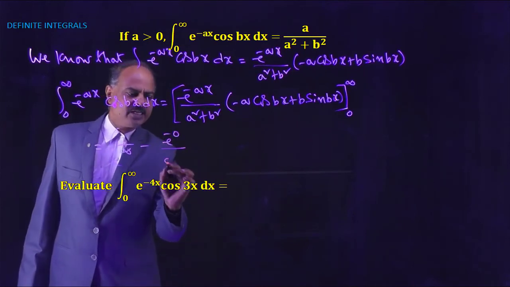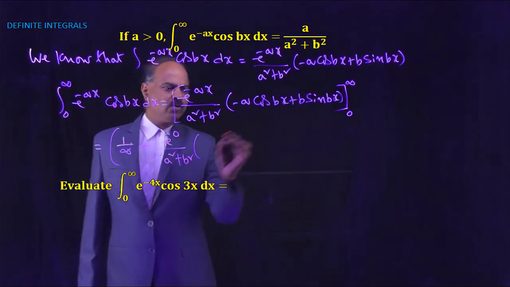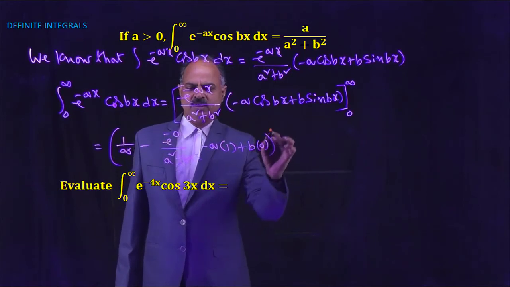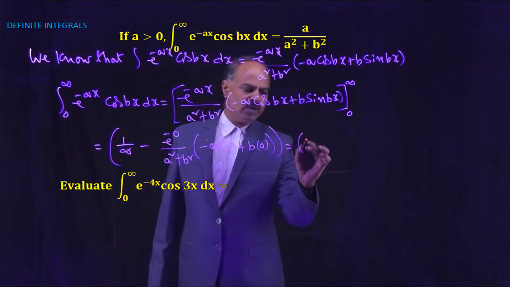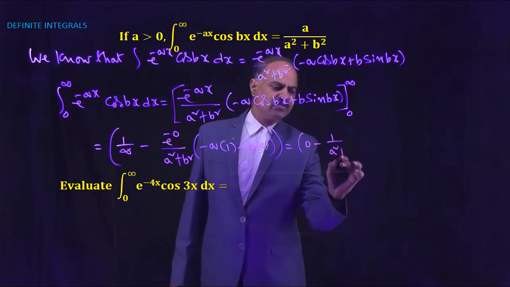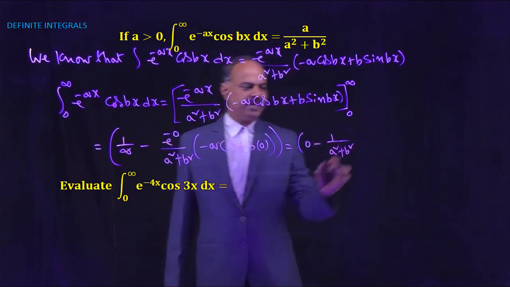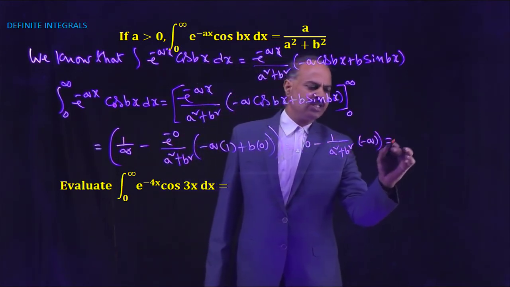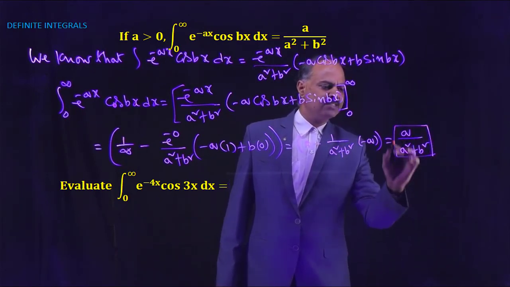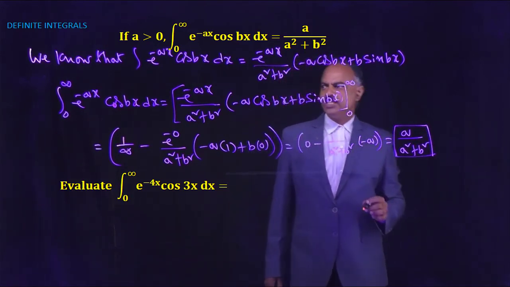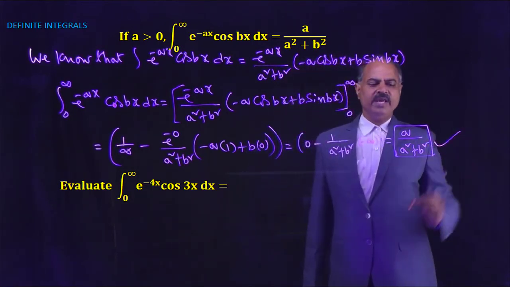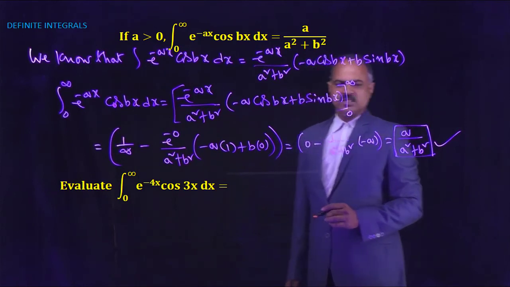the lower limit substituted in place of x: e power minus 0 by a square plus b square into minus a into cos 0, which is 1, plus b into sin 0, which equals 0. Now 1 by infinity is 0. So e power minus 0 equals 1, and 1 by a square plus b square into minus a gives, with the sign, a by a square plus b square. Therefore, integral 0 to infinity e power minus ax into cos bx dx equals a by a square plus b square.